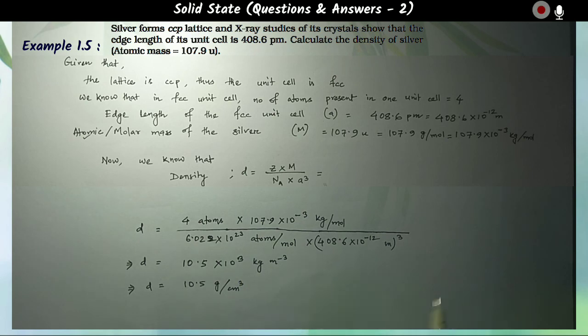So hope you understand these problems. These are very easy problems. What we have to do is basically use the formula which was derived in the previous class to solve these problems, and we also need to know some basic concepts of solid state chemistry. In the next class we will discuss the impurities in solids.